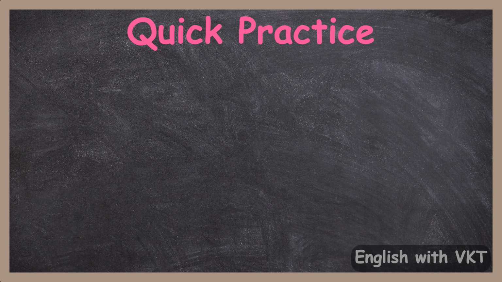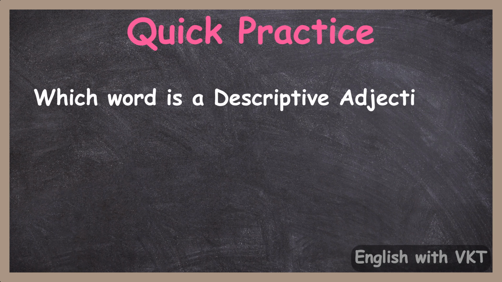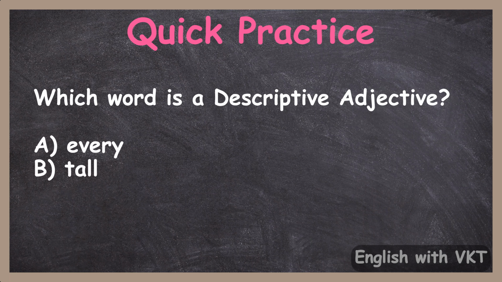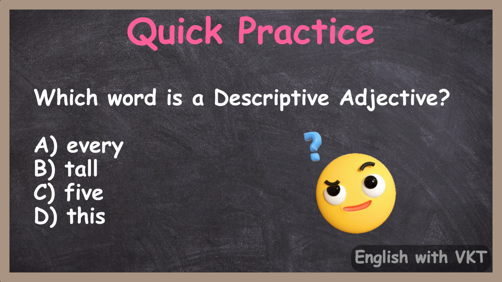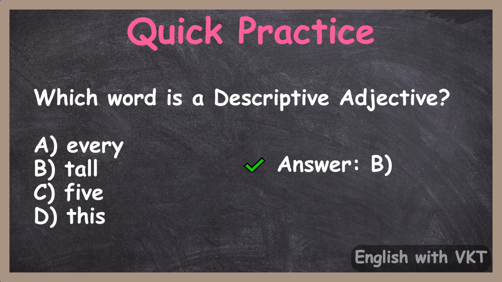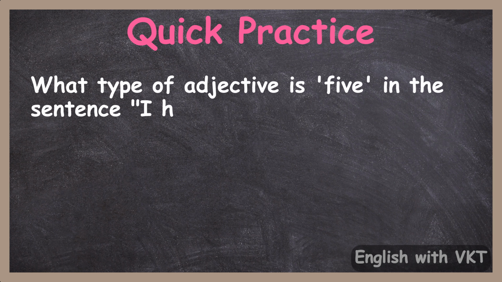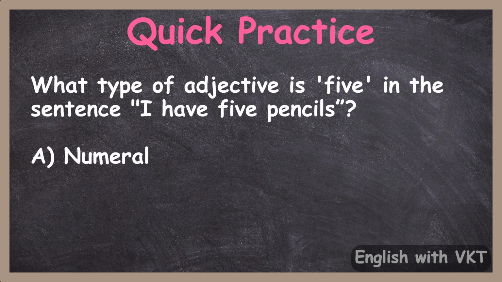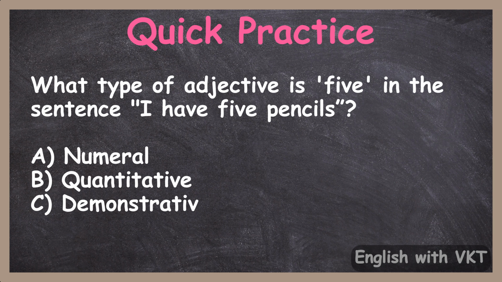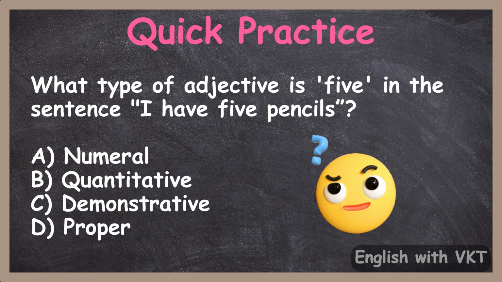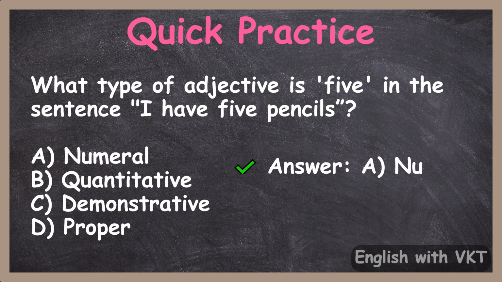Quick practice. Which word is a descriptive adjective? A. Every. B. Tall. C. 5. D. This. Answer: B. Tall. What type of adjective is 5 in the sentence I have 5 pencils? A. Numeral. B. Quantitative. C. Demonstrative. D. Proper. Answer: A. Numeral.